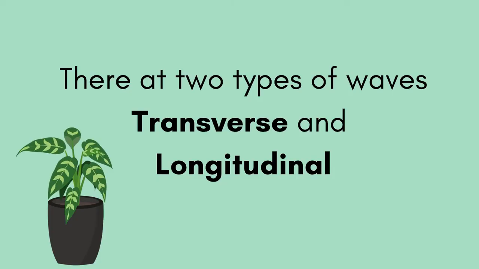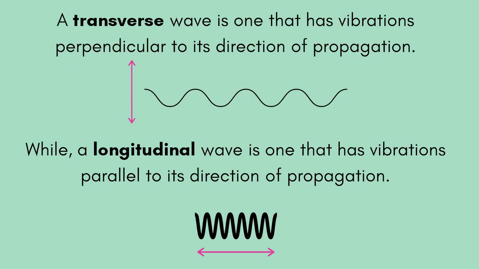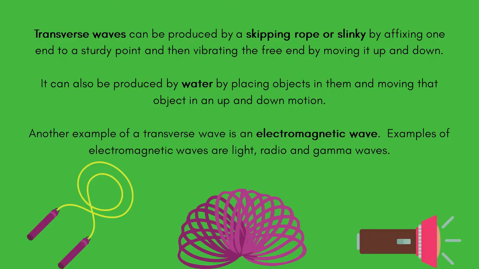There are two types of waves: transverse and longitudinal. A transverse wave is one that has vibrations perpendicular to its direction of propagation, while a longitudinal wave is one that has vibrations parallel to its direction of propagation.